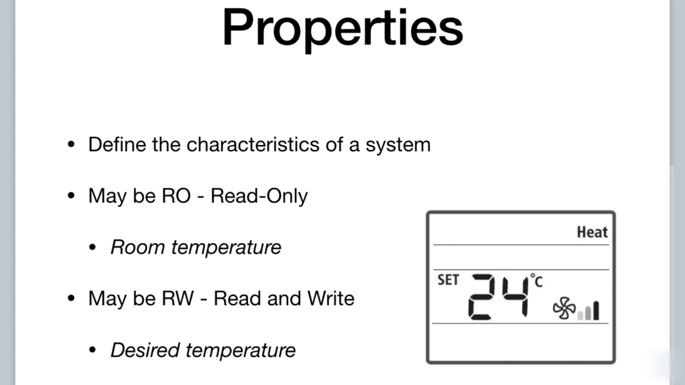So for example, a device could have a sensor which will measure room temperature. This would be read-only. A thermostat, however, will be able to change the room's temperature. This would be a read-write property.